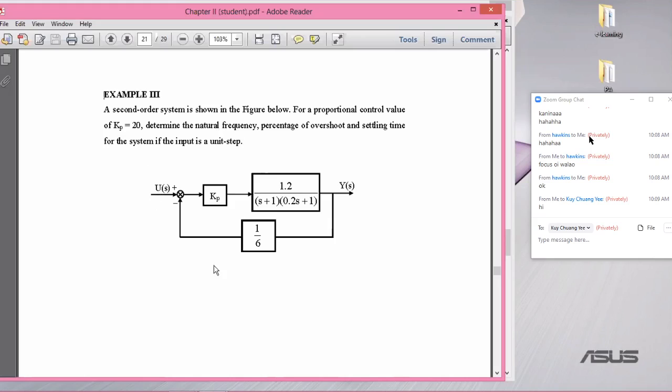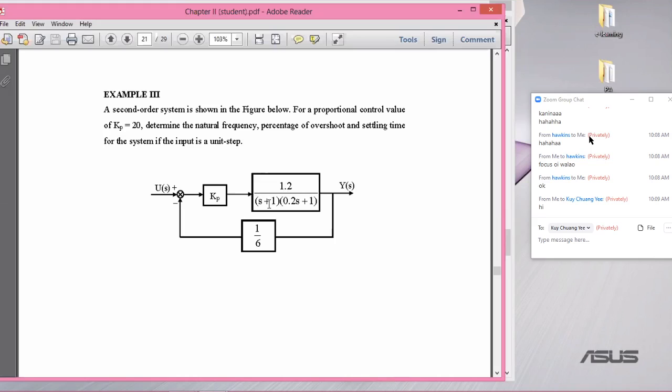Okay, so this is what we call the analysis problem. Given a control system, we want to analyze how it's going to behave. So the first step for you is to get the overall transfer function that relates input to the output. You have this forward path, and the feedback gain is 1/6. So you need to get the overall transfer function, which is G divided by 1 plus GH.